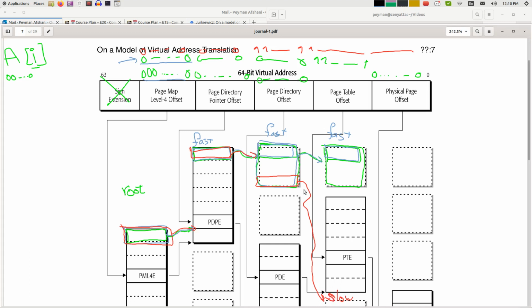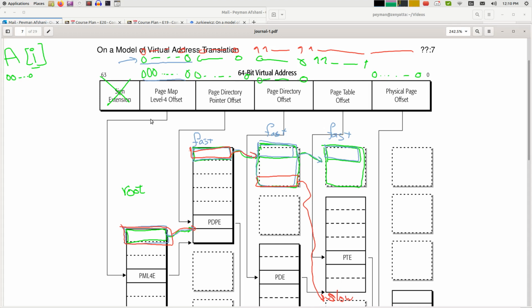In other words, how fast a translation is depends on how far away the address is from the address that we have accessed before in the past. So in the past we have accessed these green addresses, but this red address is too far away because these bits are different between the green address and the red address. So the red address becomes a little bit slower.